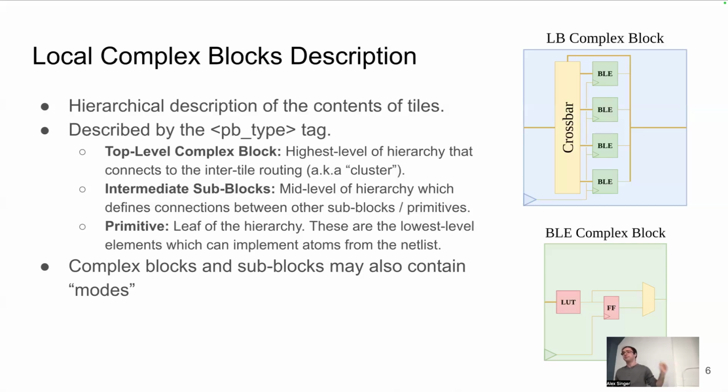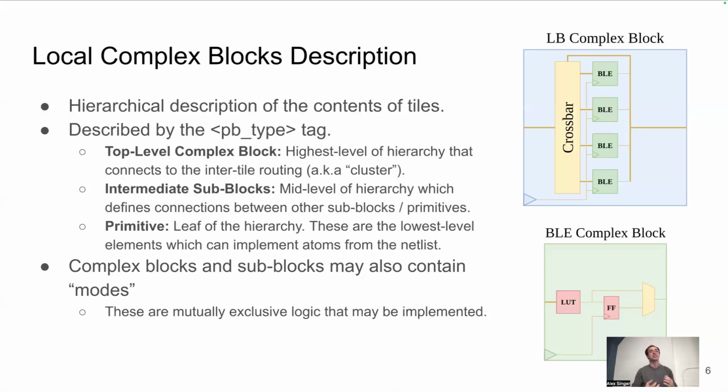I'm purposefully avoiding this in this presentation because I want to keep this introductory. But let's imagine that I have some kind of mutually exclusive logic that may be implemented. For example, let's say this LUT right here is actually a 6 LUT, or it could be two 5 LUTs, but it can't be both at the same time. So we use what are called modes to differentiate that. So a PB type could contain modes which tell you that you could be one or the other. That's all it really is.